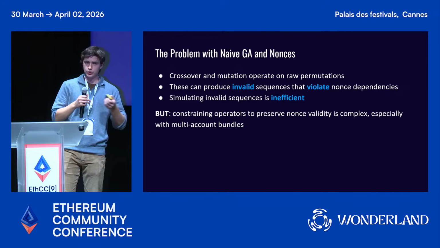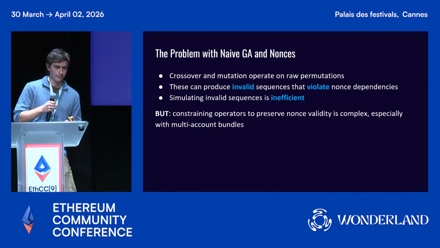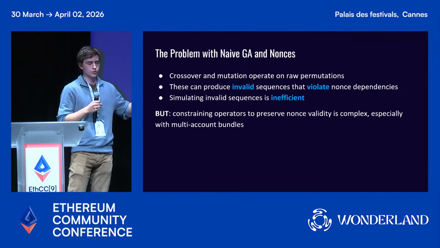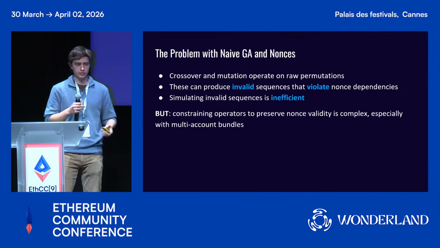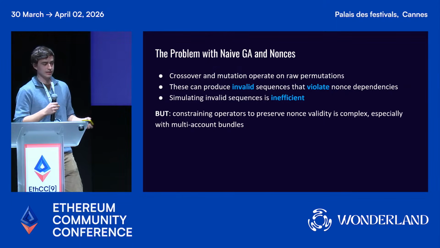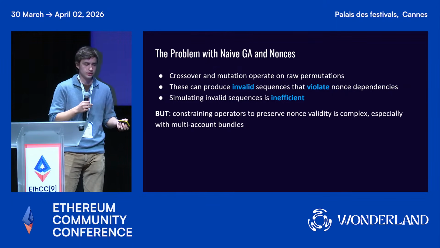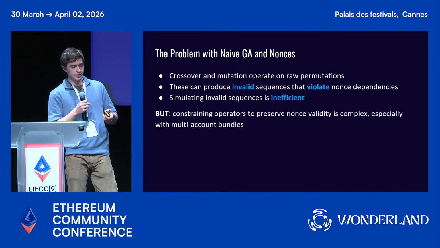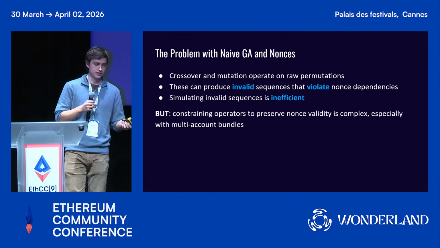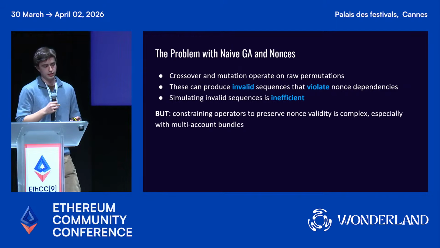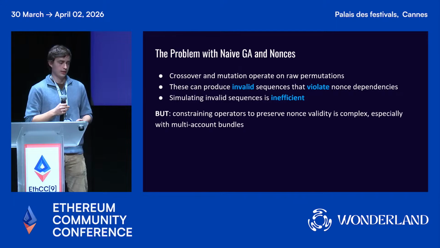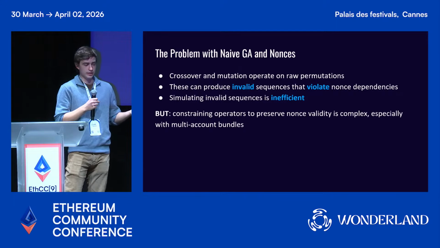But I was talking about nonces before, and how transactions have this inherent ordering constraint. And if we just were to apply a crossover mutation without taking this into account, we could be producing invalid sequences that violate these dependencies. And the issue with this is that if you try to simulate invalid sequences, this turns out to be quite inefficient, right? Because you're going to be simulating transactions that revert. And so, yeah, that's not ideal.